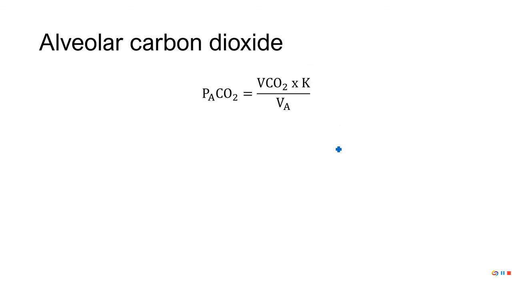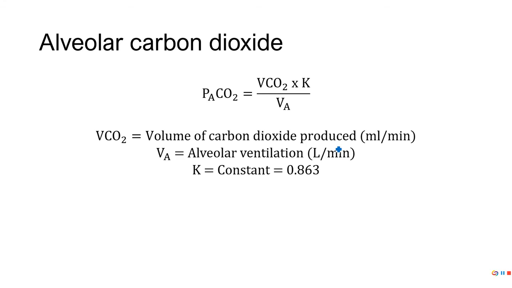I don't believe there are any typos on this. So we can go alveolar CO2 equals VCO2. Remember, VCO2 is the amount of carbon dioxide that I produce. Then we multiply that by a constant, and we divide by alveolar ventilation. Alveolar ventilation is different from minute ventilation. Minute ventilation is just how much air you're bringing in and out of your lungs. Alveolar ventilation is how much of that air is actually undergoing gas exchange.